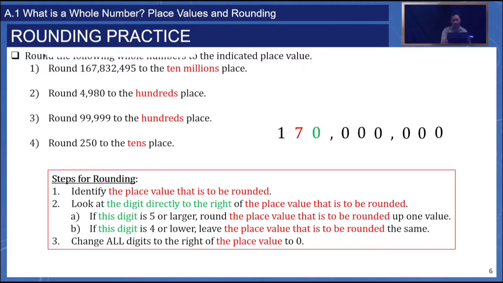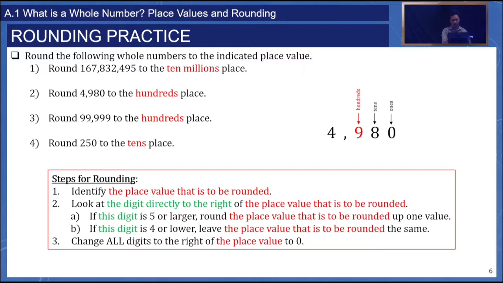All right, moving on. So now we have 4,980. You want to round that to the hundreds place. So again, you just want to identify the place value to be rounded. That's going to be not the 0, not the 8, but the 9. The 9 is in the hundreds place. Now you look to the number directly to the right of that, which is the 8. And then ask yourself, is 8 5 or larger or 4 or lower? 8 is 5 or larger.